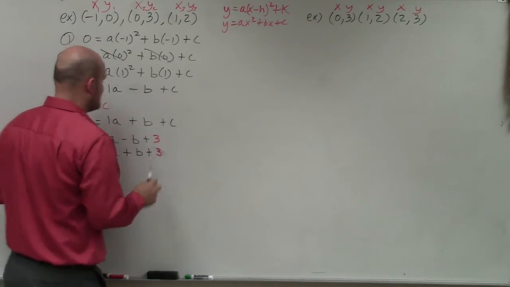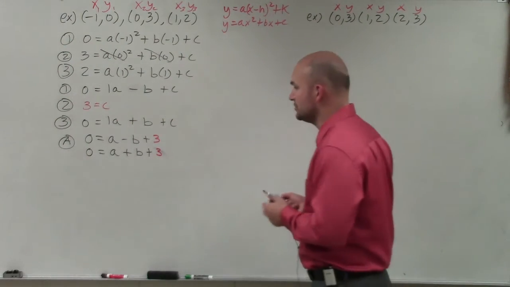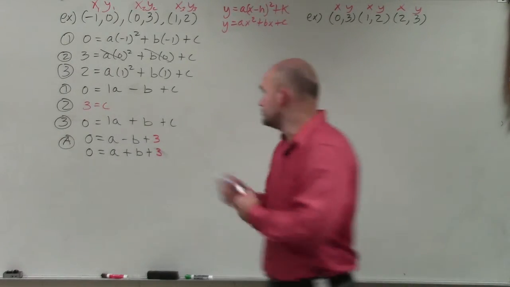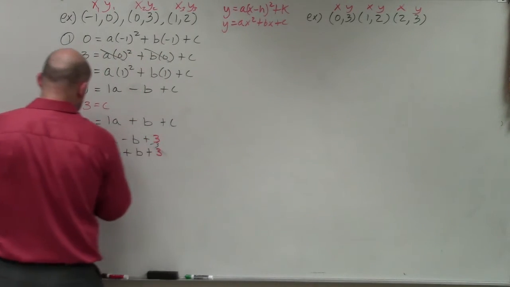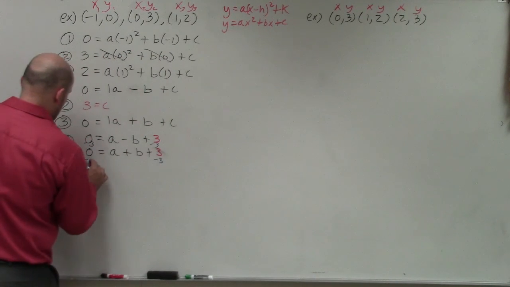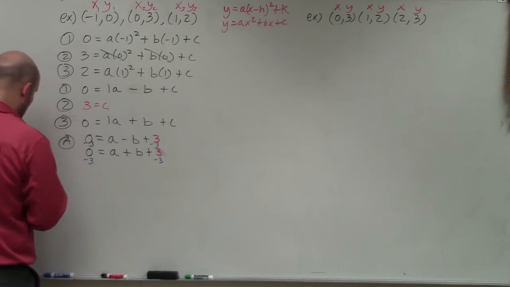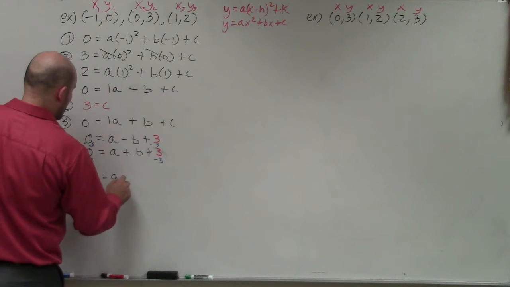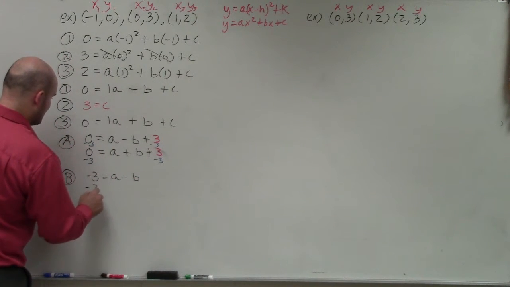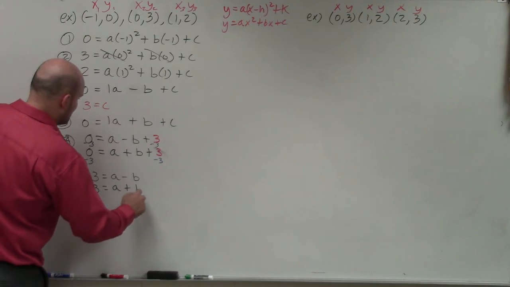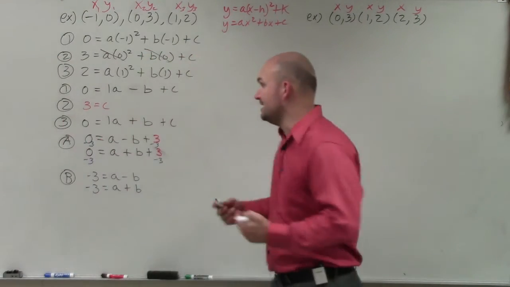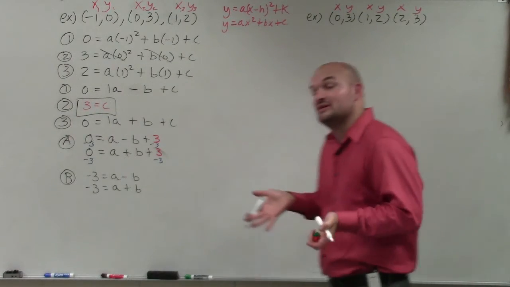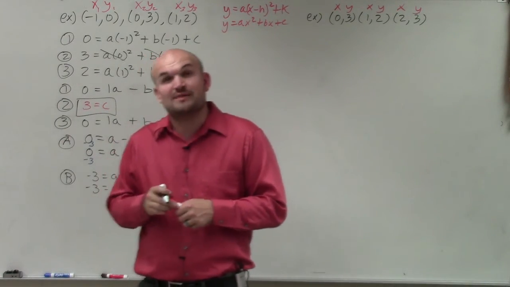Now, if I'm going to solve a system of equations, the important thing is to make sure we get the variables on the same side. So next I'm going to subtract the 3 on both sides for both equations. I obtain a new system of equations: -3 equals a minus b, and -3 equals a plus b. Because I already know the value of c, if I want to find the values for a and b, I can solve this using a system of 2 equations.